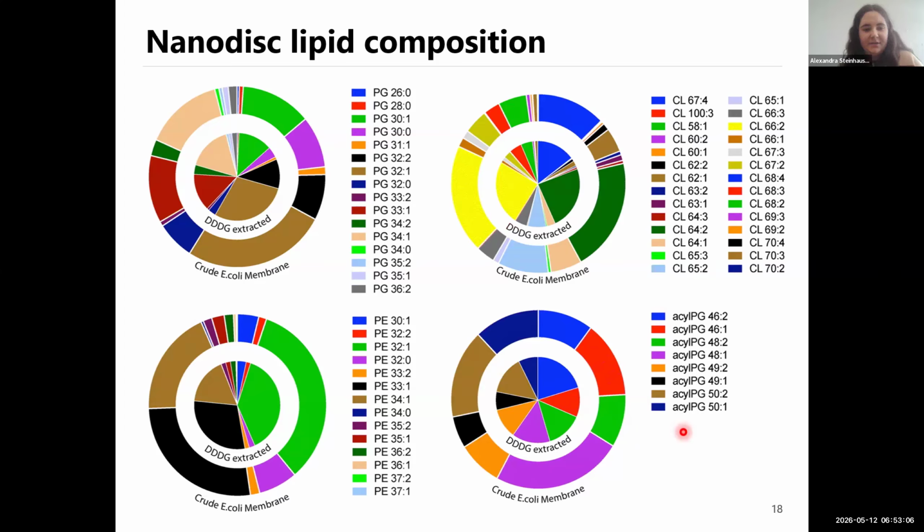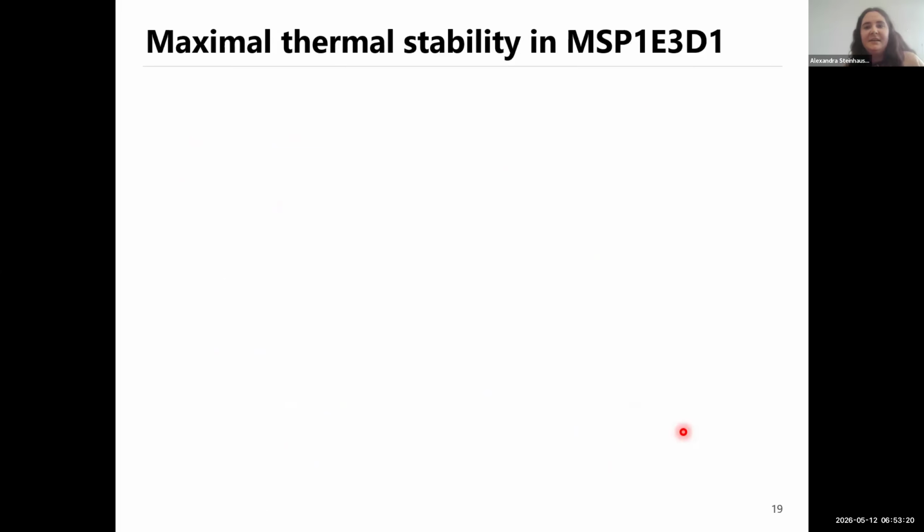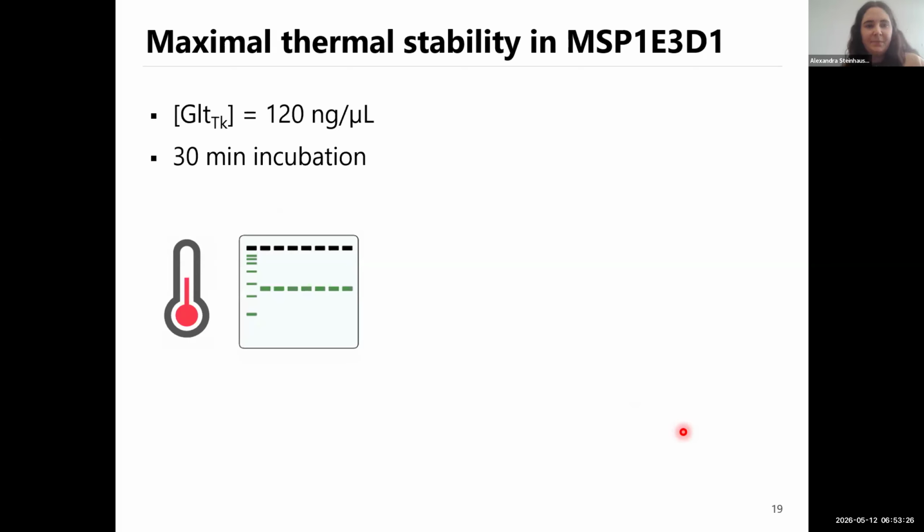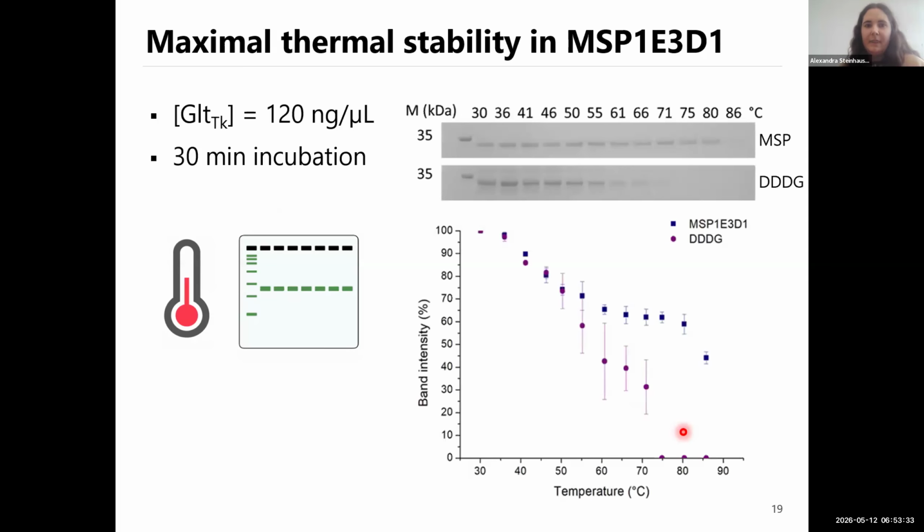So yeah, now we have two nanodisc systems where our membrane transporter is there. And now we wanted to characterize them or see if we can get any differences based on the nanodisc. So we wanted to test for thermal stability. We diluted the protein to a certain concentration and incubated it for 30 minutes from 30 to 86 degrees Celsius.